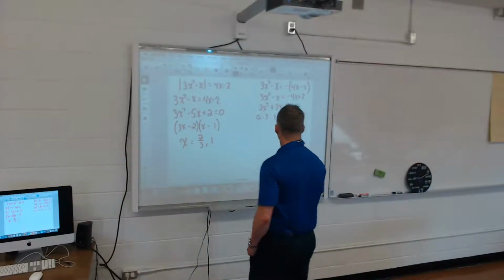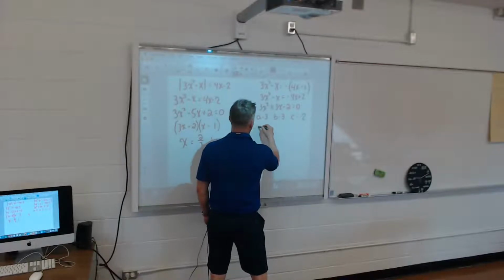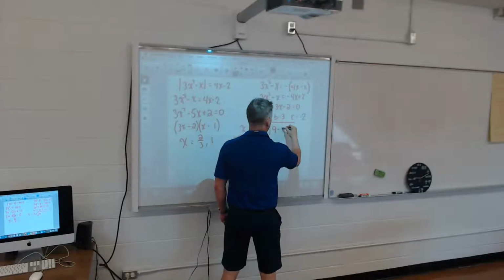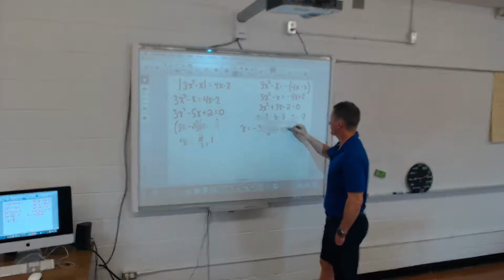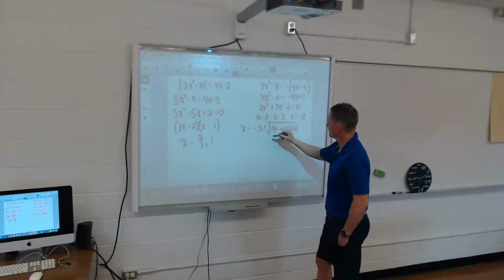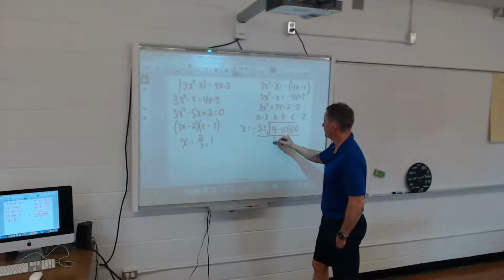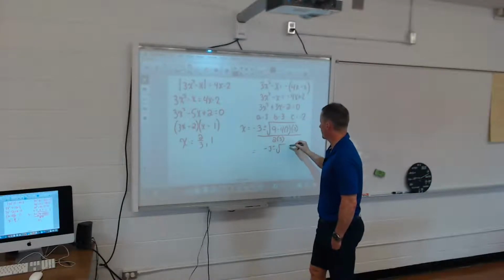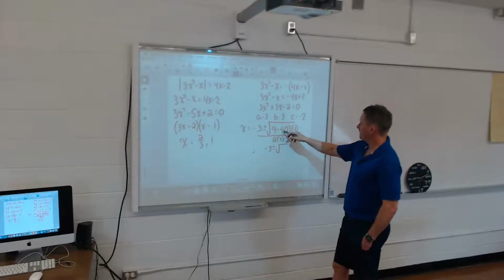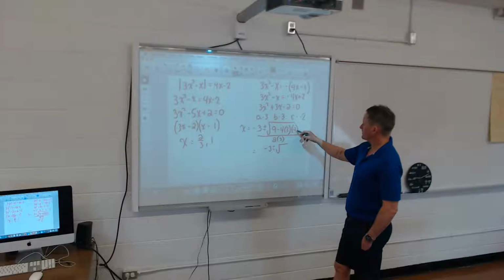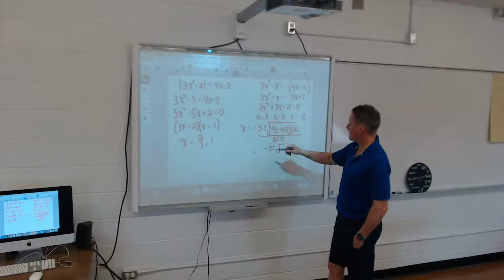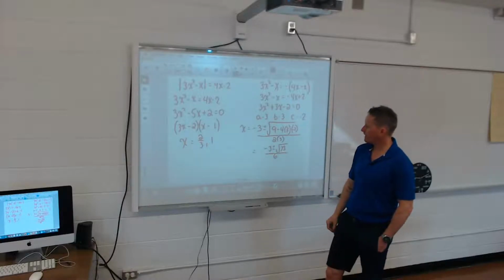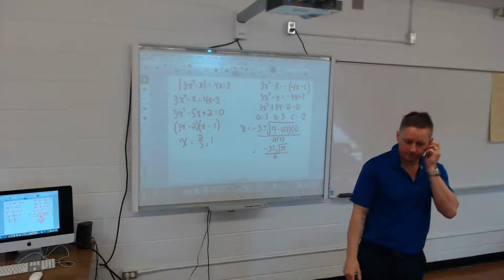And I'm just going to follow through here. So I've got x is equal to minus 3 plus or minus the square root of 3 squared, which is 9, minus 4 times 3 times negative 2. And all of that is over 2 times 3. Minus 3 plus or minus the square root. So that's 4 times 3 is 12. 12 times 2 is 24. Added to 9, that's 33, I think, over 6. And that I can leave as my final solution right there.